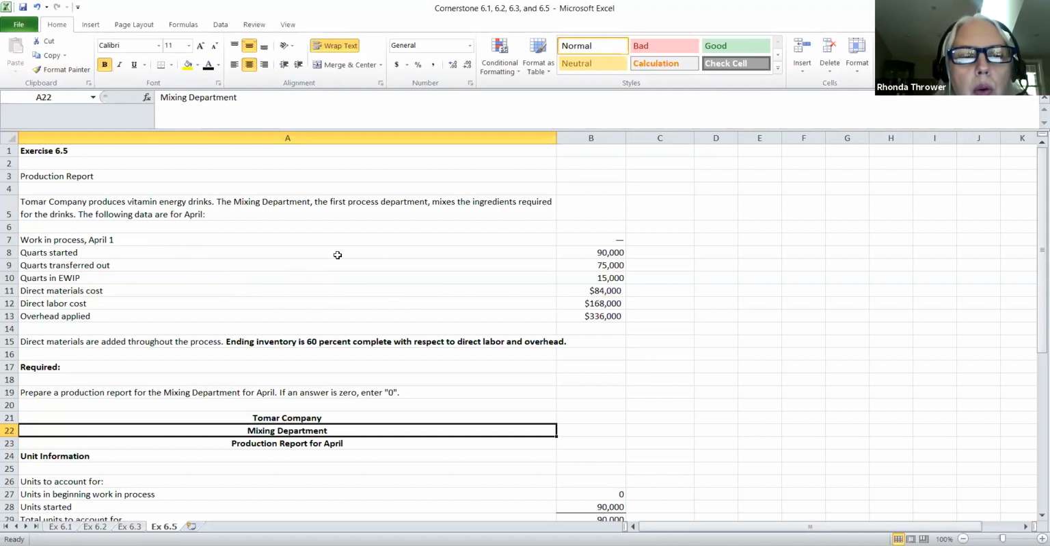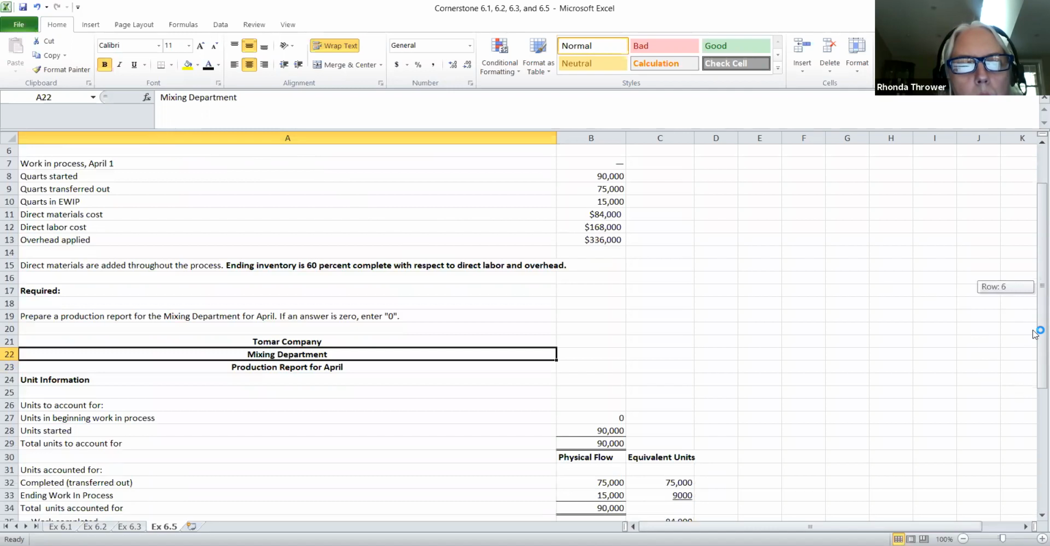The quarts that were started during this process are 90,000. Those were the units we started. This is what we transferred out, was 75,000. So what we had left over is the difference between these. This is what we had in work in process. And these are the costs that we incurred in this department. Remember, the production report is only for one department. We're going to be the mixing department that we're preparing this production report for.